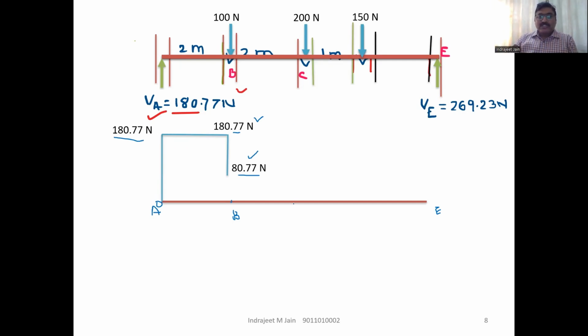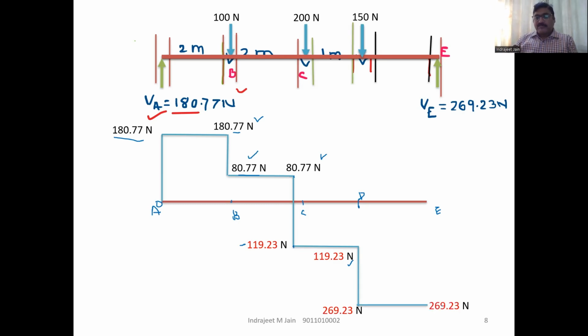Next we'll go for the C joint. C has two coordinates. The first one is 80.77, we mark it here, and the second one is minus 119.23. We mark it here and join by a straight line. Then your next point is D. At D the first value remains 119.23 negative, and the second is 269.23 negative. Then next, the same value 269.23, and then the last is 0.